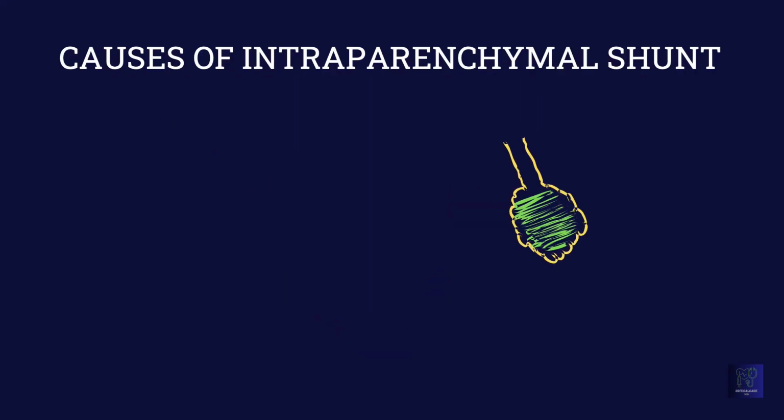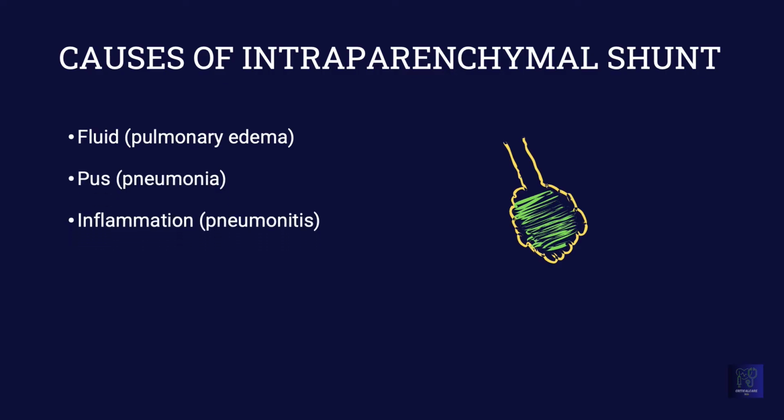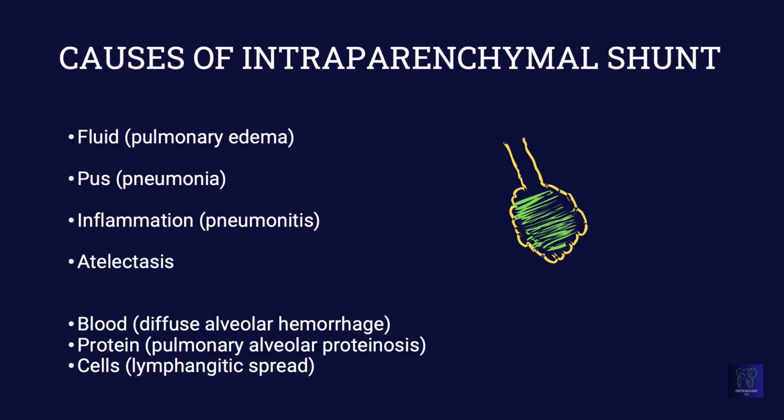Now, what causes intraparenchymal shunting? It's basically any disease process that fills up the alveolus. Common things being common, it can be fluid, pulmonary edema, it can be pus, pneumonia, it can be inflammation, pneumonitis. Now, this is a broad diagnosis. Inflammation can be in the form of aspiration pneumonitis, drug-induced pneumonitis, ARDS, and radiation pneumonitis, and a multitude of things. It can be atelectasis, and less commonly it can be due to diffuse alveolar hemorrhage and other causes.